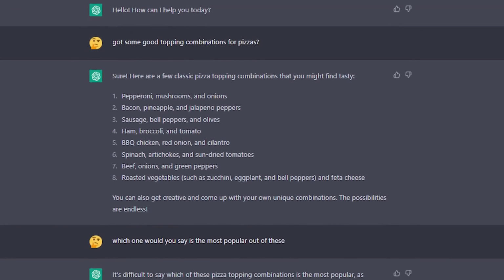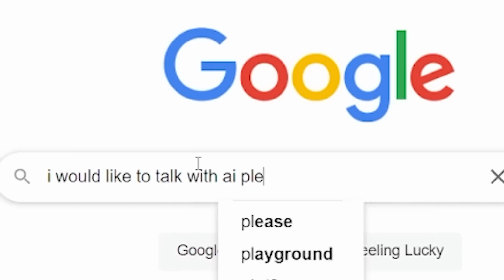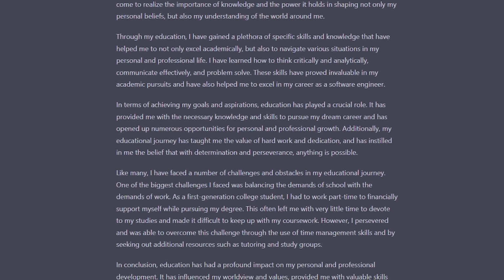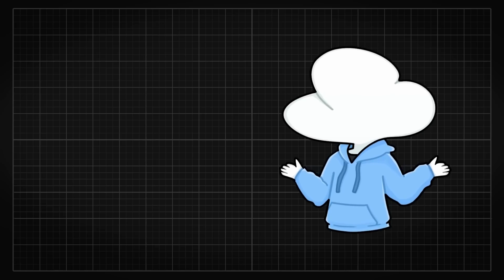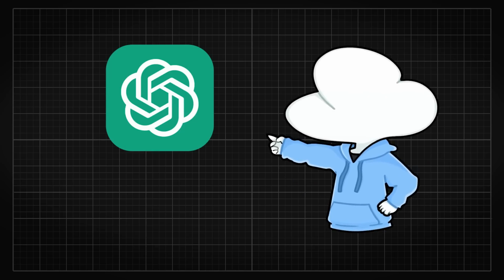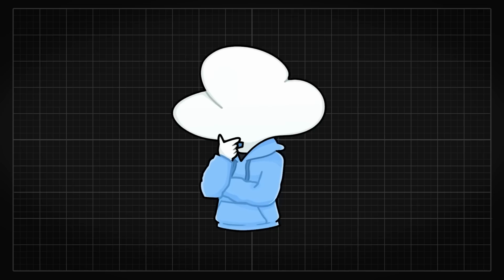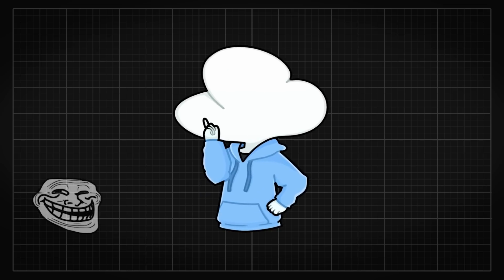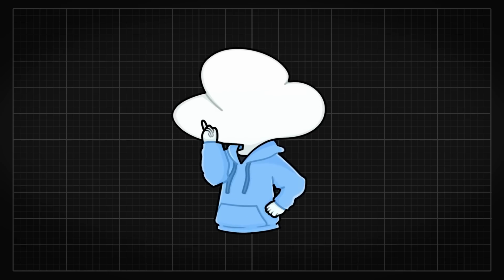I mean, it's almost hard to tell that ChatGPT is an AI when you're having a conversation with it without knowing. The text it generates is so natural and flows so smoothly, it really feels like you're talking to a real person. I've used a lot of chatbots before, and ChatGPT is definitely one of the best I've come across in terms of how closely it mimics human conversation. It's seriously impressive stuff. And for your information, that was also written by ChatGPT, but I agree.